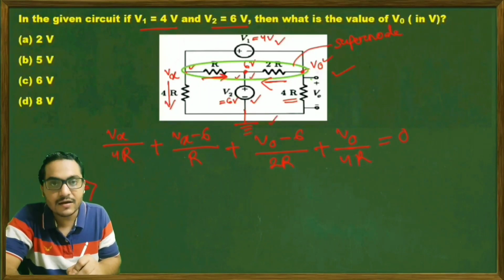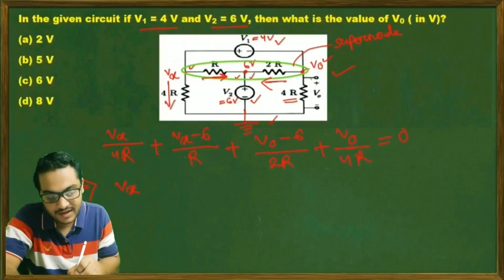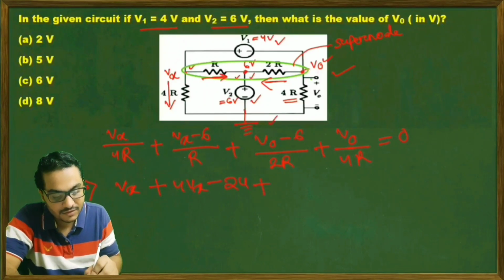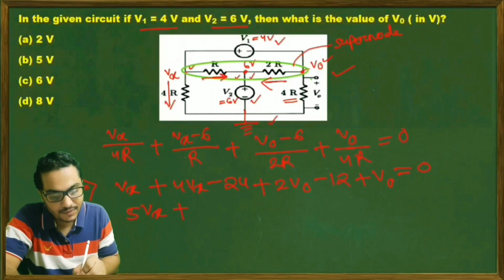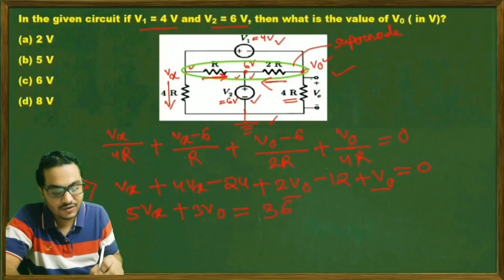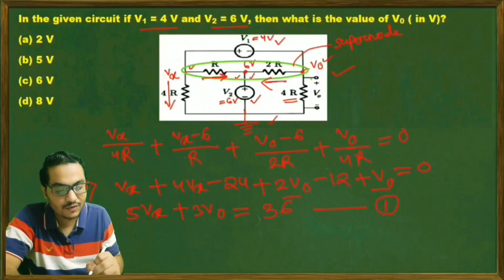Now, taking the LCM, which is your 4R. So, this is Vx plus 4Vx minus 24 plus this is 2V0 minus 12 plus V0 equal to 0. Implies that this is 5Vx plus this is 3V0 equal to this is 36. Okay, let's make this as equation 1.